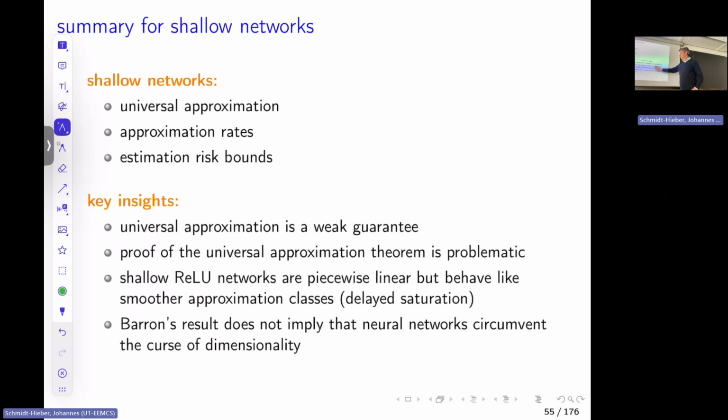And then we discussed the shallow ReLU networks. They are piecewise linear functions, but they behave, in terms of approximation theory, more like smoother approximation classes.